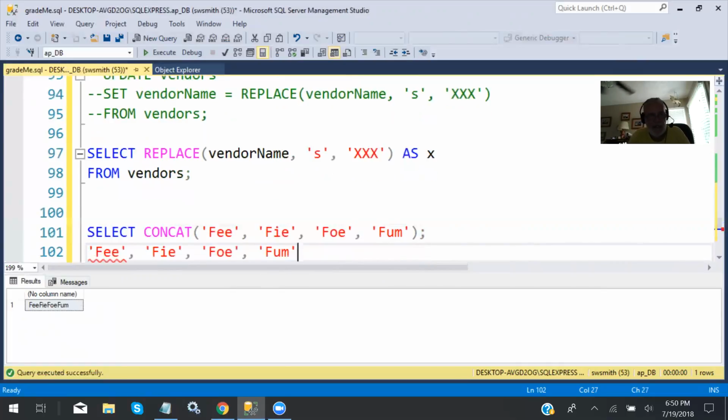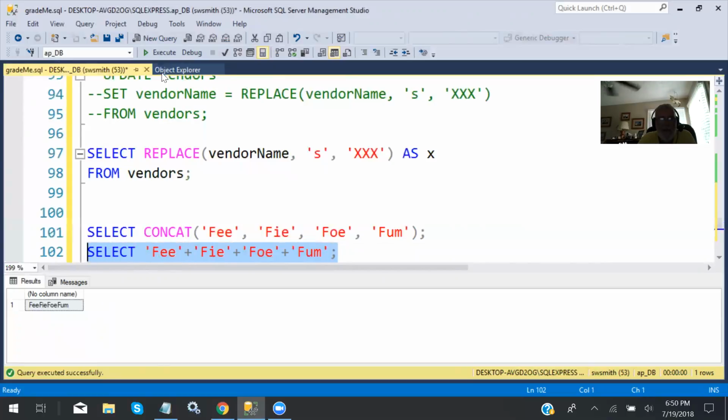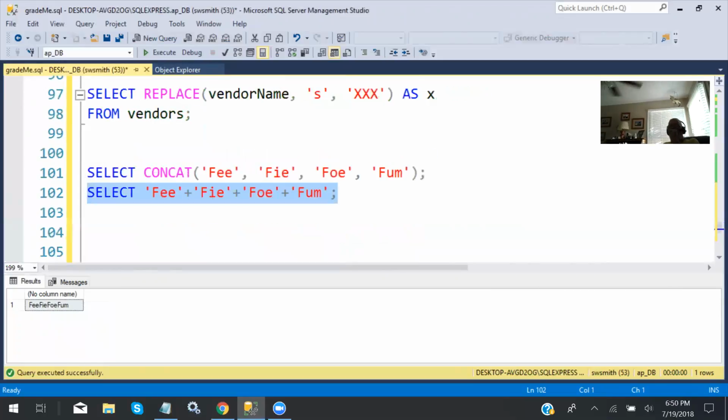If instead of doing concat for concatenate, I just said select and I put the plus sign between them, I would accomplish exactly the same thing. Both of these statements are exactly the same. If you put the plus sign between them, you get exactly the same thing, so they are equal. I usually use the second one, but you may use concat. Okay, let me move on here.